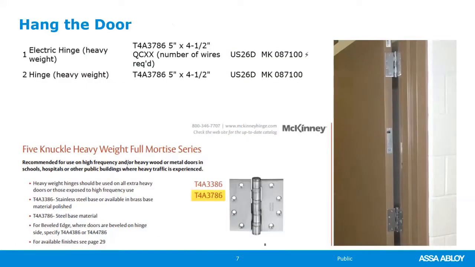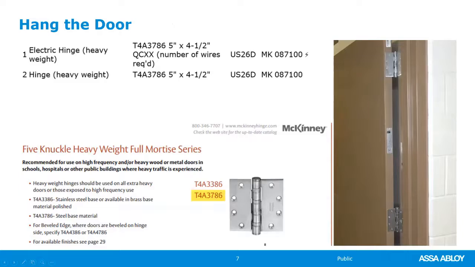Hang the door, because it is a wide door, we went with the heavyweight bulb anti-friction bearing 5" by 4.5" hinge. The center hinge is the one that will have the electrified through wire, and that is most common because it's a straight shot through the door to the lock. And also the top hinge is the one that's the most load bearing. As this door opens and closes, the top hinge takes the most of the weight of the door. So the center hinge is typically the one that will be used.